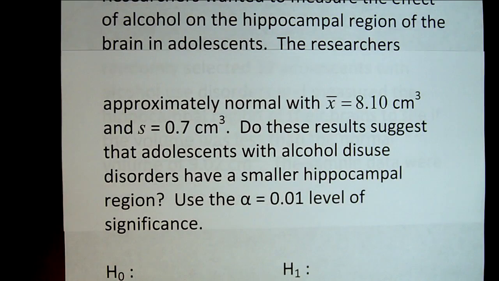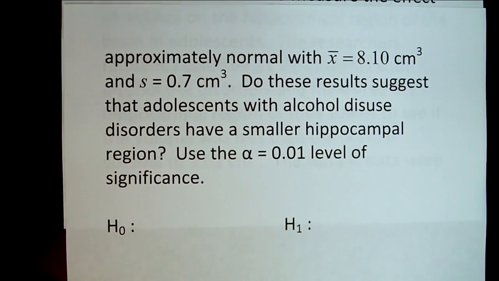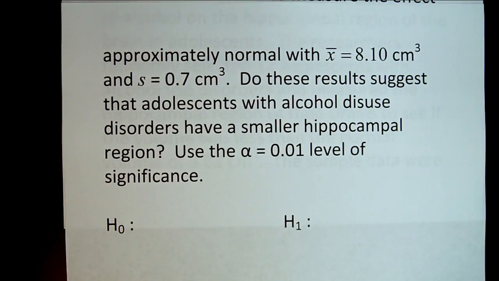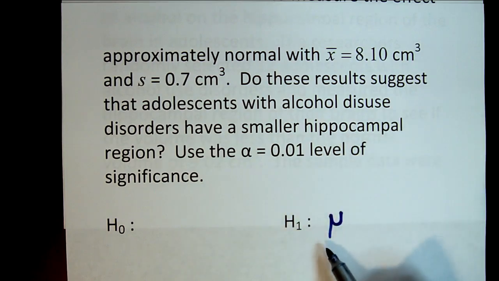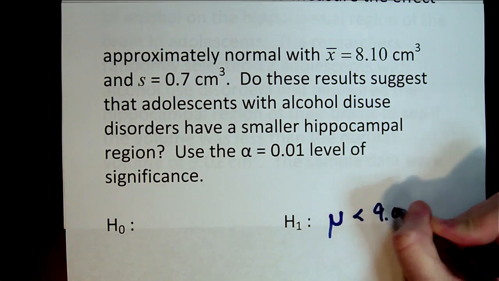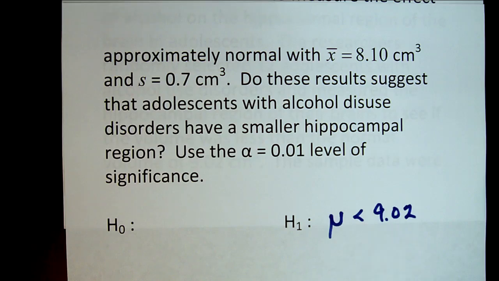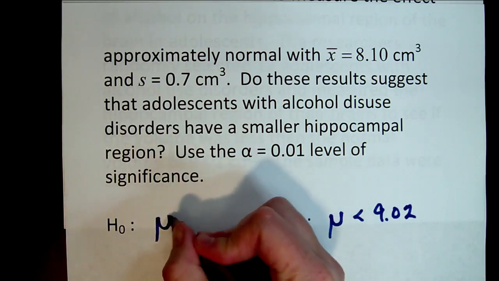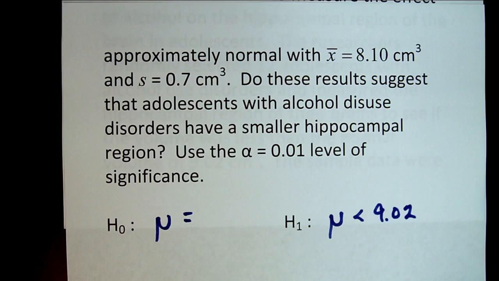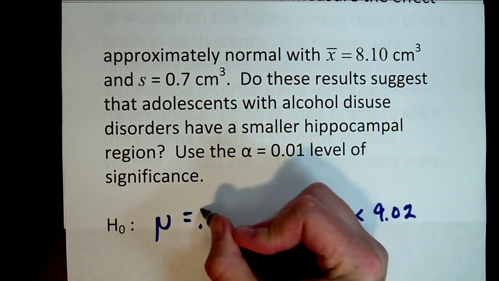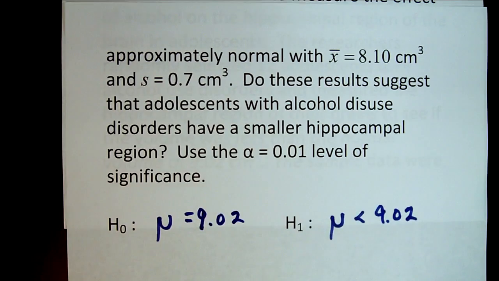Welcome back. Let's look at this build your understanding problem with the hippocampal region of the brain. So the hypothesis that's being investigated is whether the average size of the hippocampal region of the brain in the students with alcohol problems, or the adolescents with alcohol problems, whether that mean is less than the normal average size. And so our null hypothesis is going to be that no, the mean for this group of adolescents is the same as the normal mean. No difference.